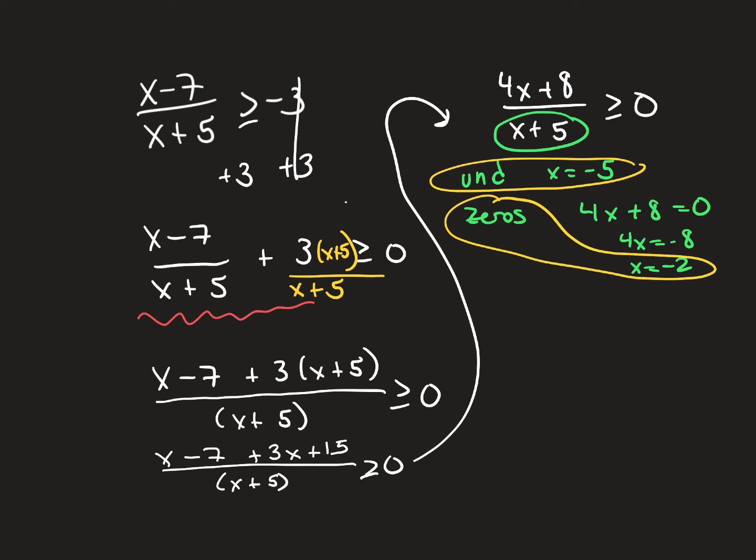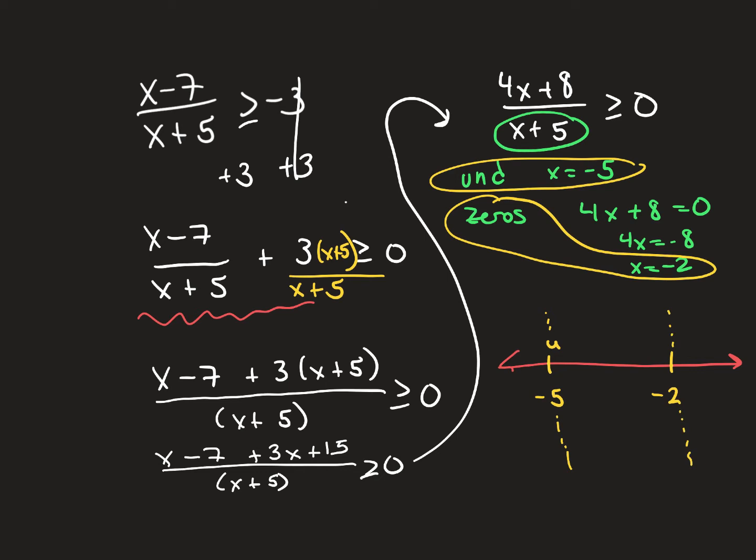Now I want to take these two values and create a sign chart. So I'm just going to make a generic number line, and then I'm going to put the negative 5 and then the negative 2. Why I put the negative 5 first is because it is smaller than negative 2. Now, the one thing I want to denote is negative 5 is an undefined value. So I'm going to put a U there for undefined, because that'll be important, because a value can never be equal to an undefined value.